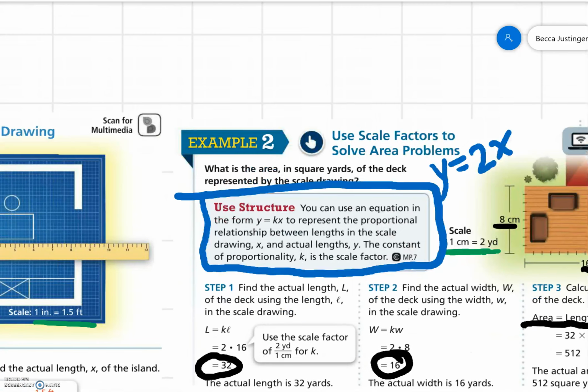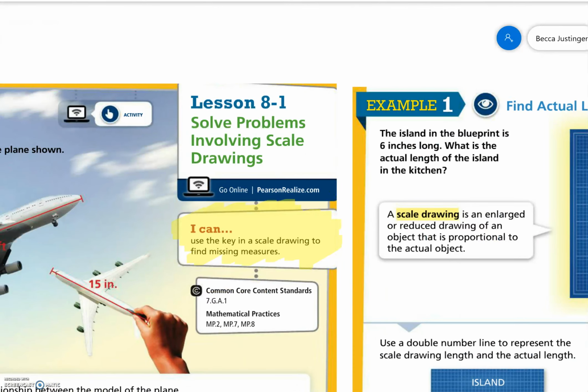Okay, 7th grade, let's say it. I can use the key in a scale drawing to find missing measures.